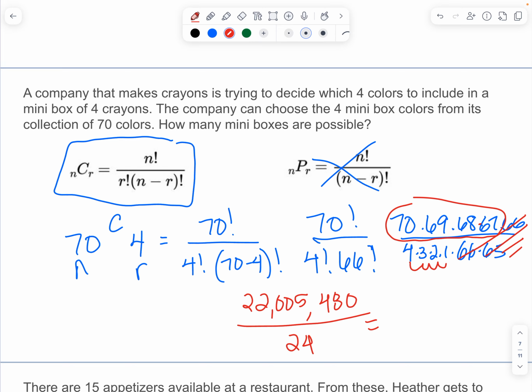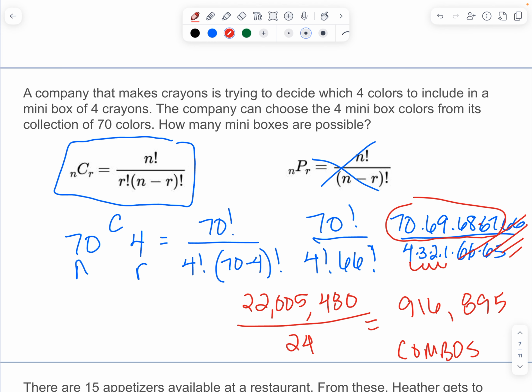So Crayola, let's just say, this is the company. If they have 70 colors to choose from, and they're going to try to decide which 4 colors to include, they have a total of 916,895 possible combinations. That's a lot of choices.